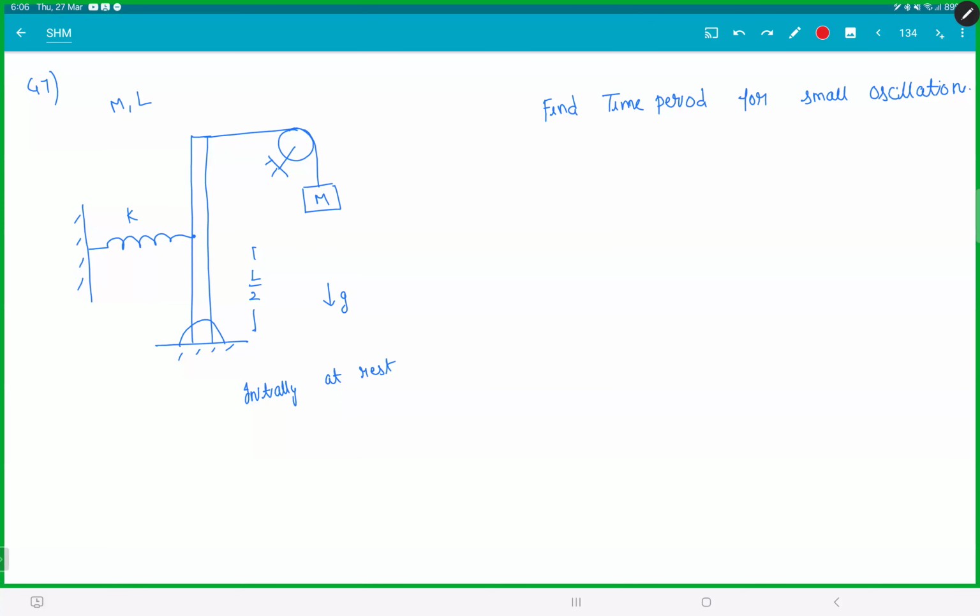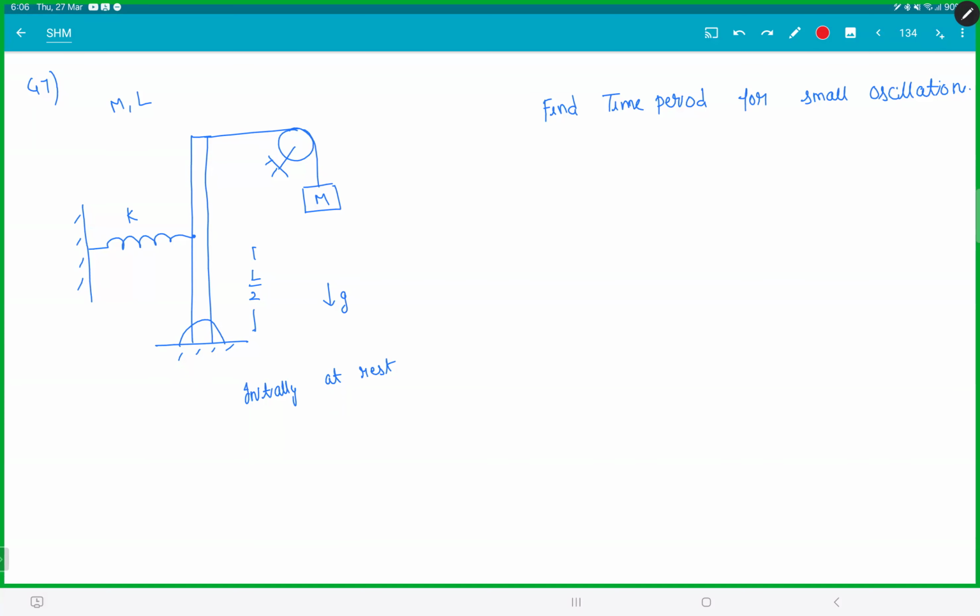Think. Draw an FBD. If you displace this by theta, will the block be at rest? What will be the elongation in the spring? See, it is all about asking questions. Most people think you're solving. No, you need to ask your questions. Okay, what is happening? What is that is happening?